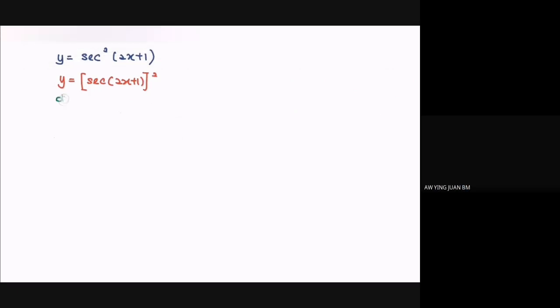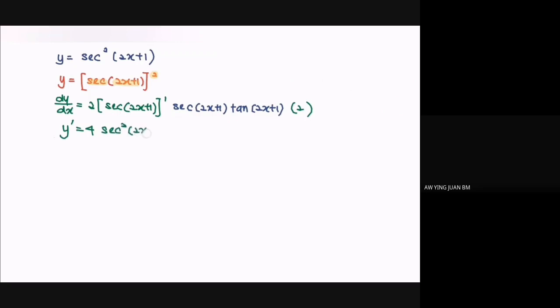And we will have dy dx equals, kindly focus on the square, and we will have 2 secant (2x plus 1) power 1. Followed by secant. If we differentiate secant, we will have secant (2x plus 1) followed by tangent (2x plus 1). Next, do remember to differentiate the internal function, and we will have 2. Rewrite the situation: y prime equals 4 secant squared (2x plus 1) tangent (2x plus 1).